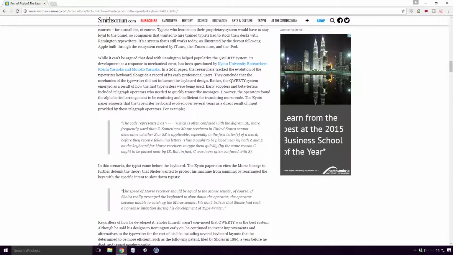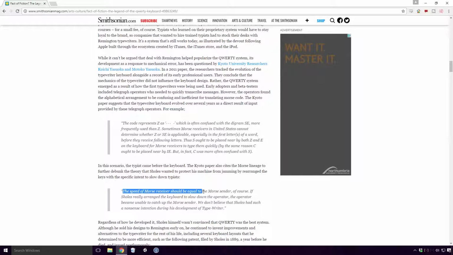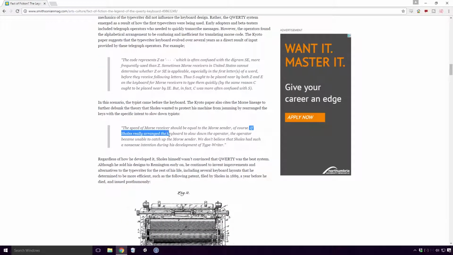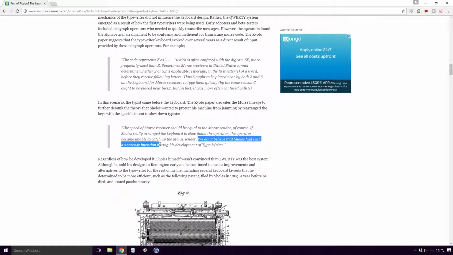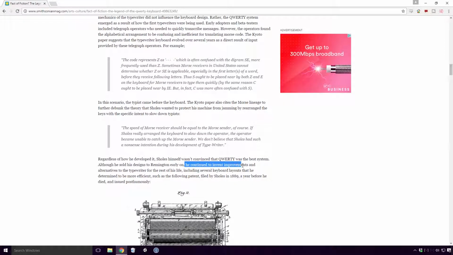The article then quotes a Kyoto University research paper stating the speed of the Morse receiver should be equal to the Morse sender, of course. If Sholes really arranged the keyboard to slow down the operator, they became unable to catch up with the Morse sender. We don't believe that Sholes had such a nonsense intention during his development of the typewriter. The article also states that Sholes himself wasn't convinced that QWERTY was the best system, and that he continued to invent improvements and alternatives to the typewriter for the rest of his life.